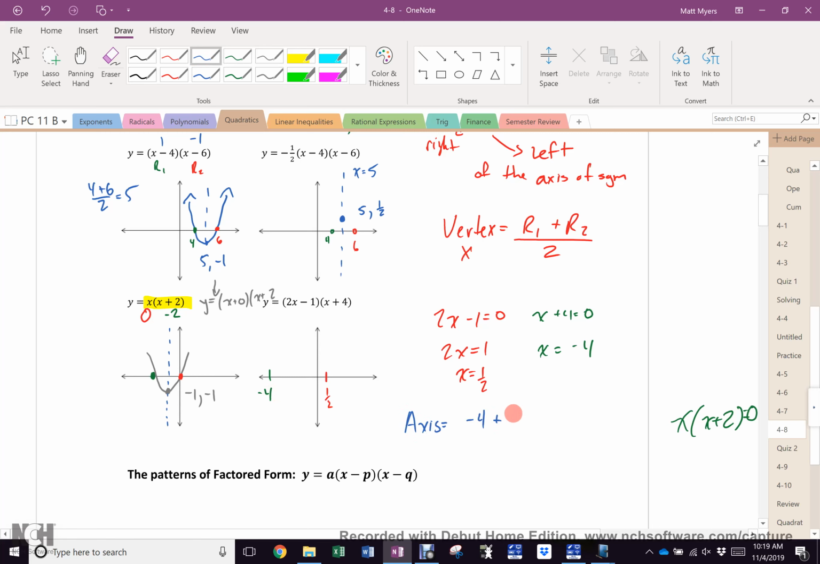So what do I do to find the axis of symmetry? -4 plus 1/2, which is what? What's -4 plus 1/2? -3.5. What's half of -3.5? -1.75.